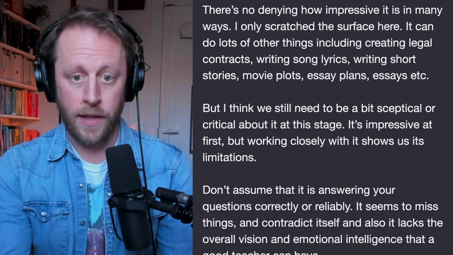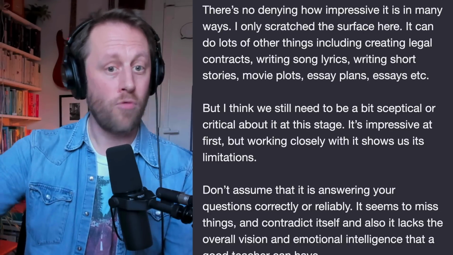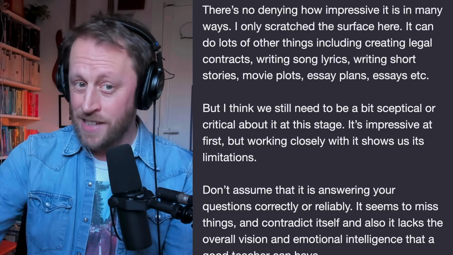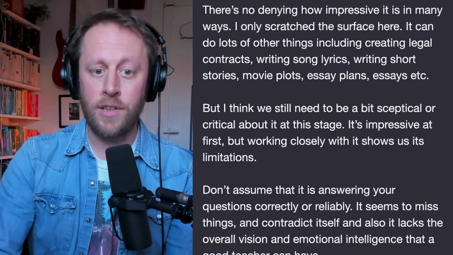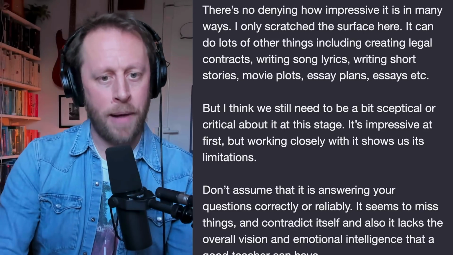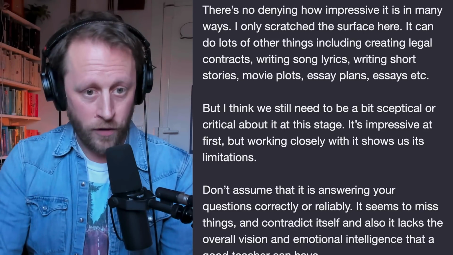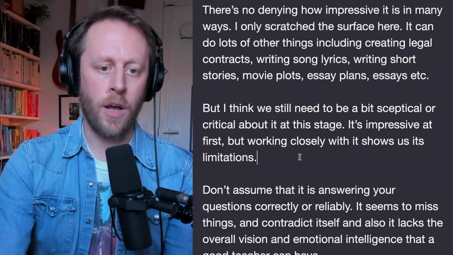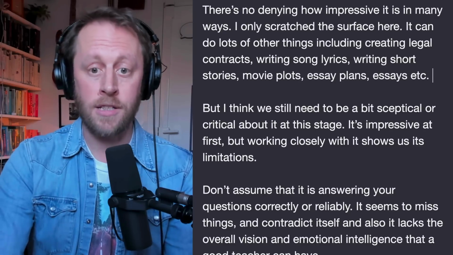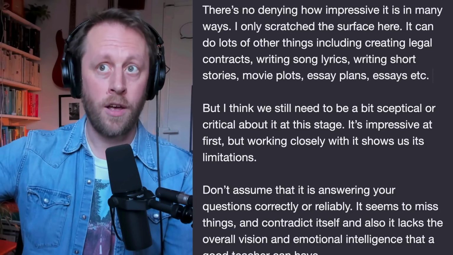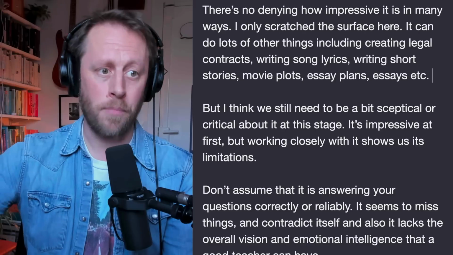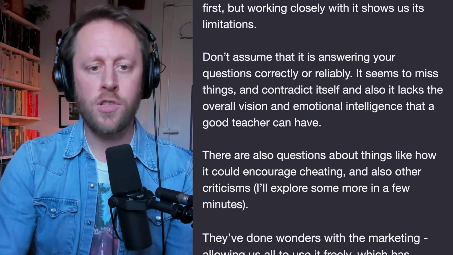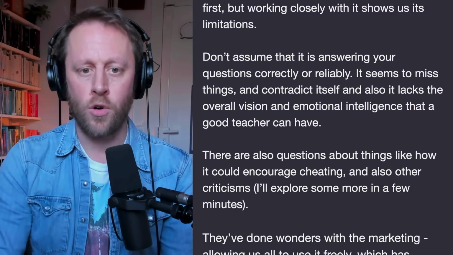It can do lots of other things, including creating legal contracts, writing song lyrics, writing short stories, movie plots, essay plans, essays and things. But I think we still need to be a bit skeptical or critical about it at this stage. It's impressive at first, but working closely with it shows us its limitations. And it is prone to just getting things wrong quite randomly, like we saw with the early example of asking it which famous people I've had on my show, and it just said things that were simply not true. Don't assume that it is answering your questions correctly or reliably.